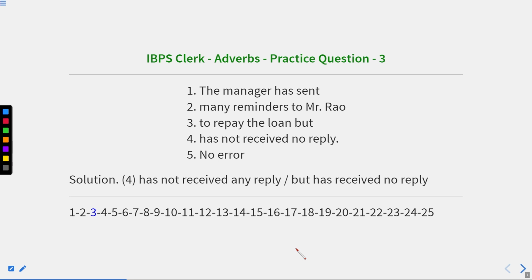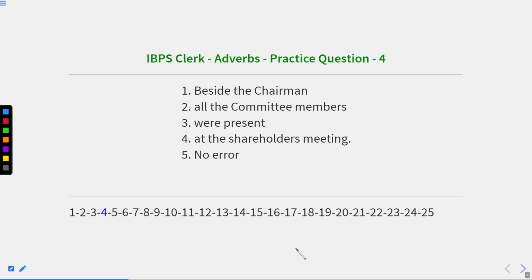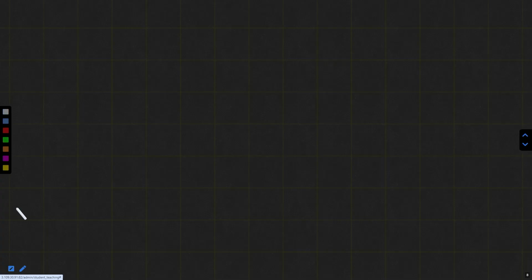Now let us move to question number 4. Beside the chairman, all the committee members were present at this shareholders meeting. Now, here the word which has been used is beside. There are two words. One is beside and another one is besides. Both of these are prepositions, and these can be used as adverbs as well. Here we are using it as an adverb though.